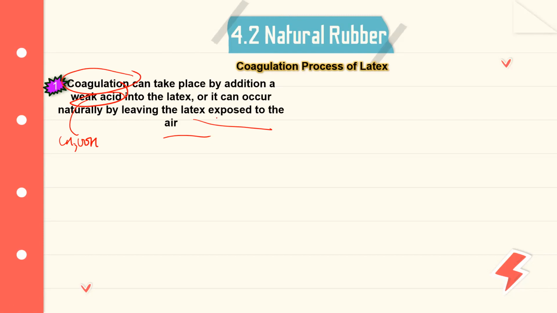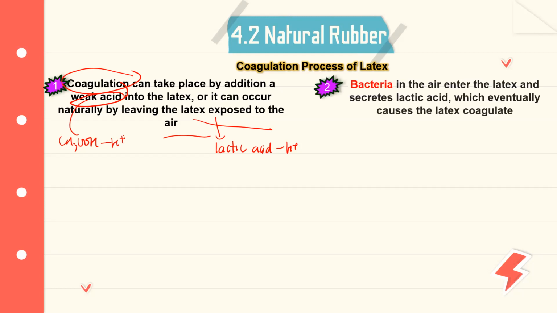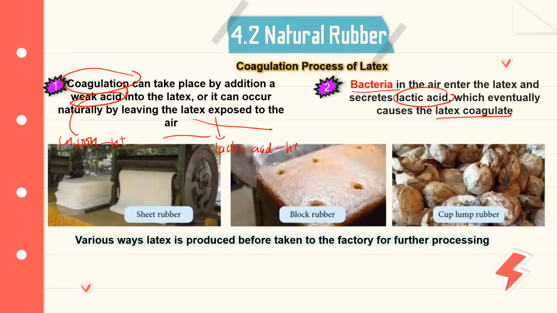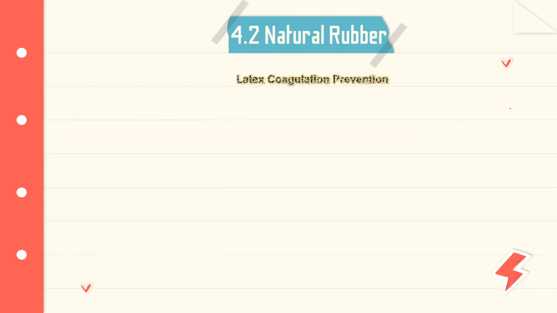But when I leave it in air also, I will have lactic acid. And my lactic acid has hydrogen ions. So both ways, whatever I just taught you, works. My bacteria in air will also secrete lactic acid and allow it to coagulate. Now, how can I prevent coagulation from happening?